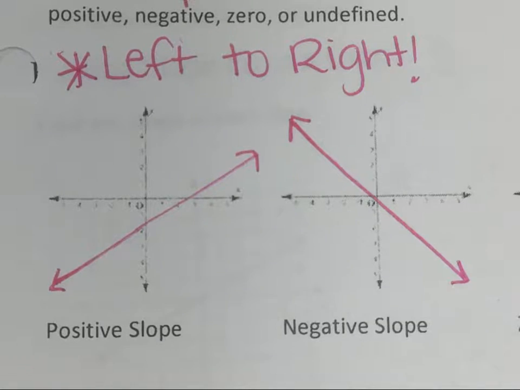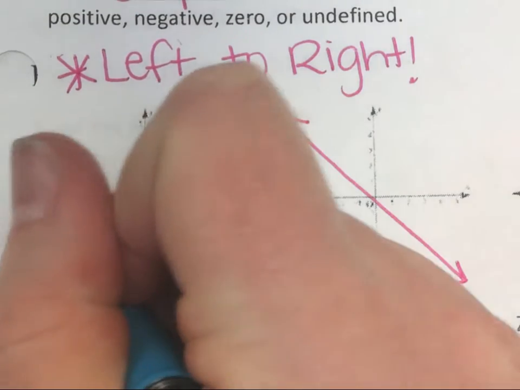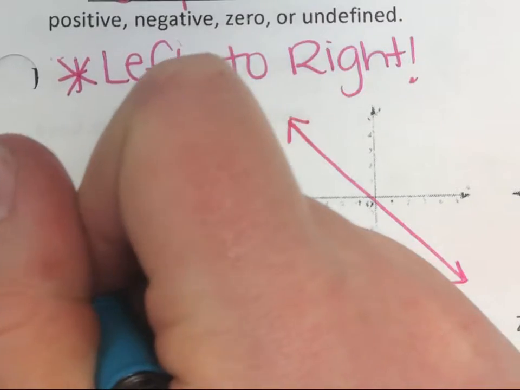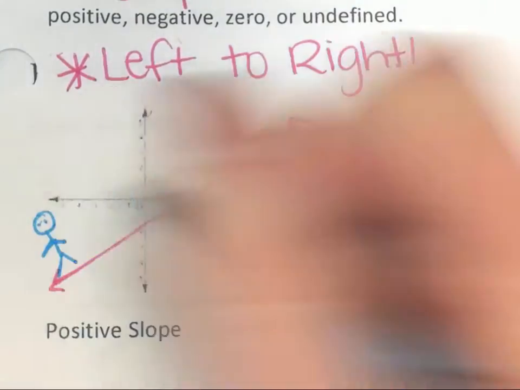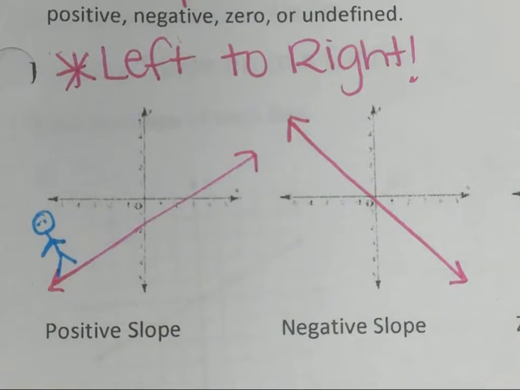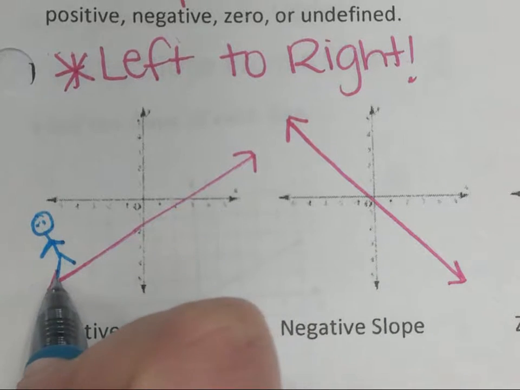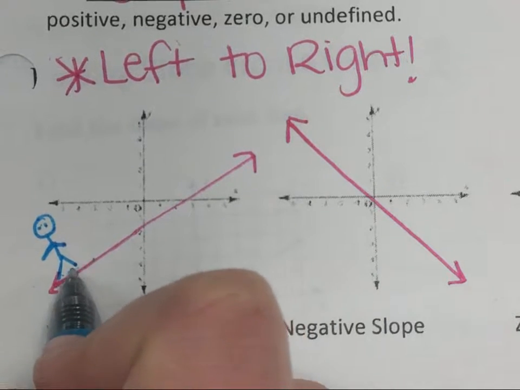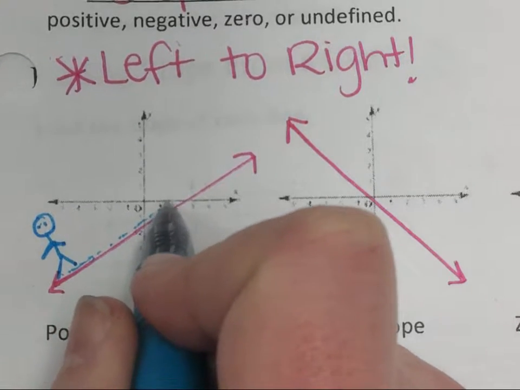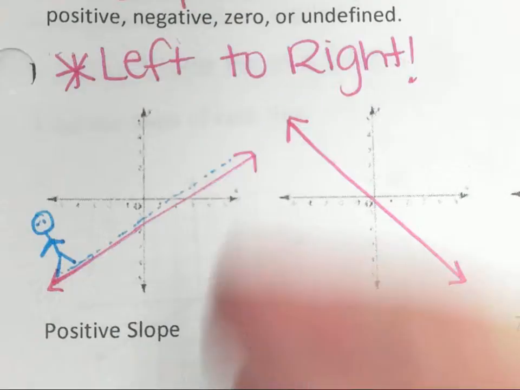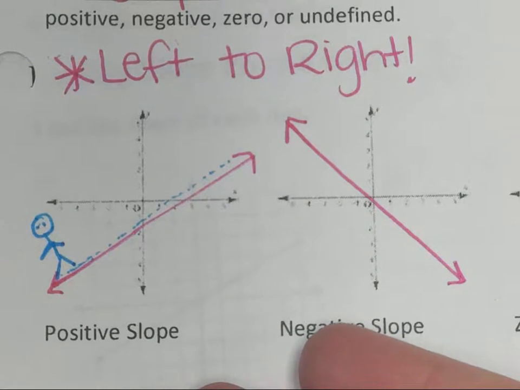Okay, so I'm going to put Bob over here on the left side of my graph. He's a stick figure because we know I'm really great at drawing. And he only has eyes. Okay. Now, if Bob is walking this line, he is going which direction? Up. Therefore, it is a positive slope.